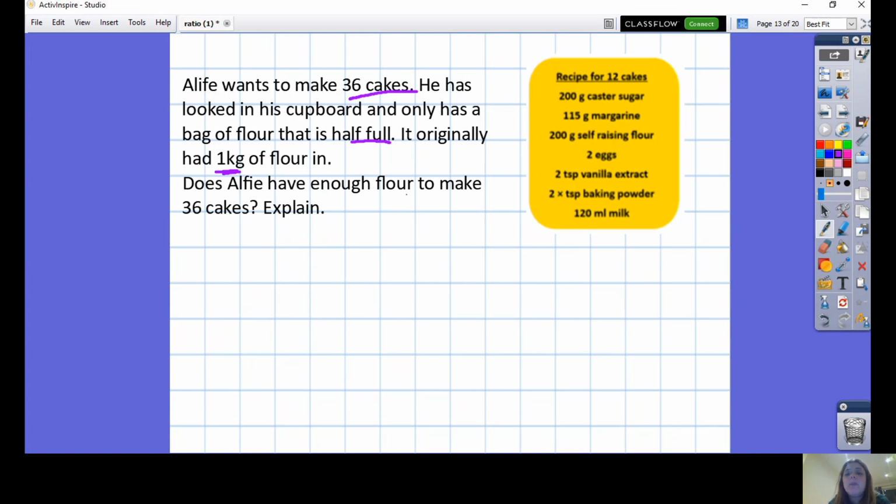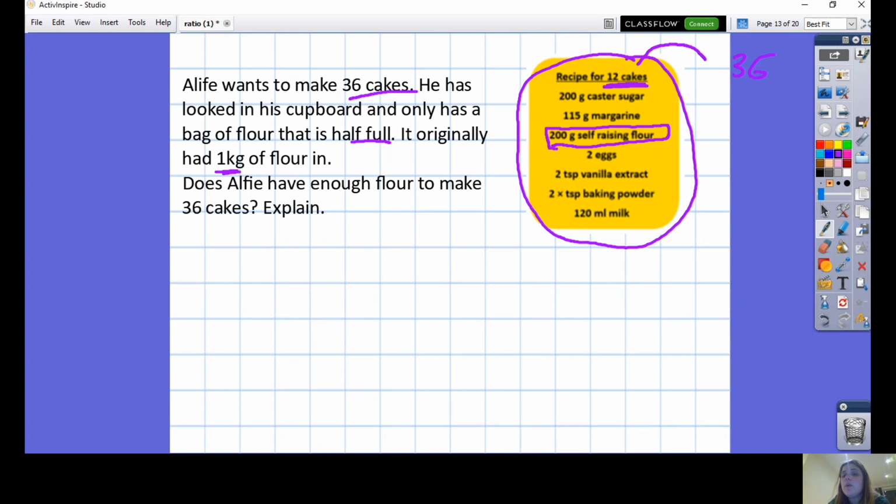Explain. Step 1, what is this recipe for? How many people? 12. Okay, so what I need to do is find out how much flour he would need to make enough for 36. How do I get from 12 to 36? What do I need to times by? Well done if you're thinking 3. So 200 grams of flour times 3 is 600 grams.